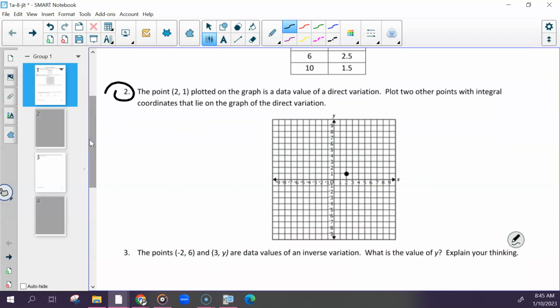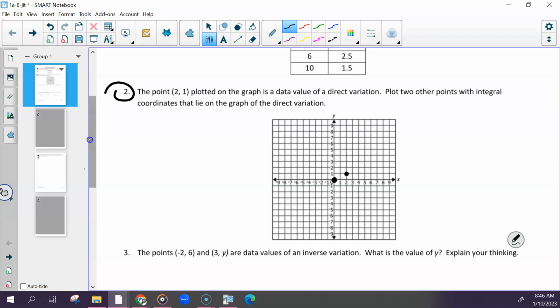So they tell us that this point is plotted, and it's going to be a direct variation. The things you know about direct variation: it has to go through the origin, and the constant has to be the same between all the points. So you have to plot two other points. One of them can be your origin.